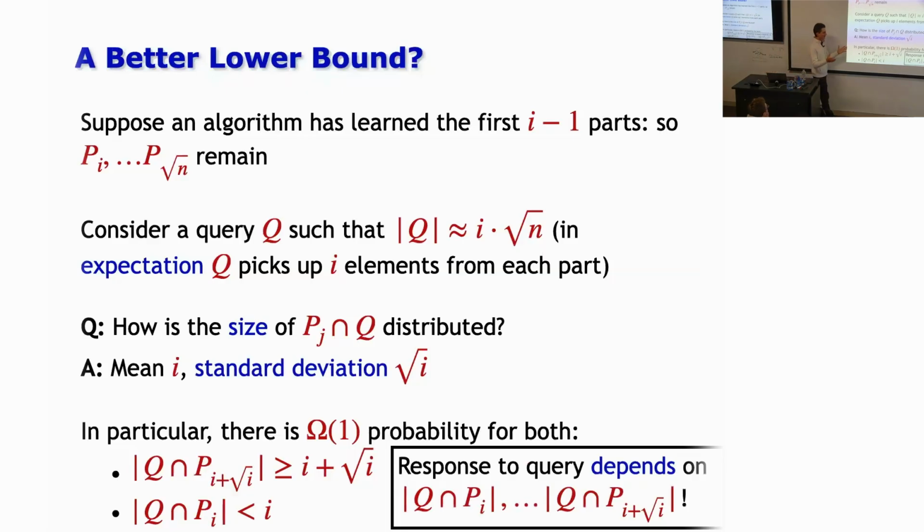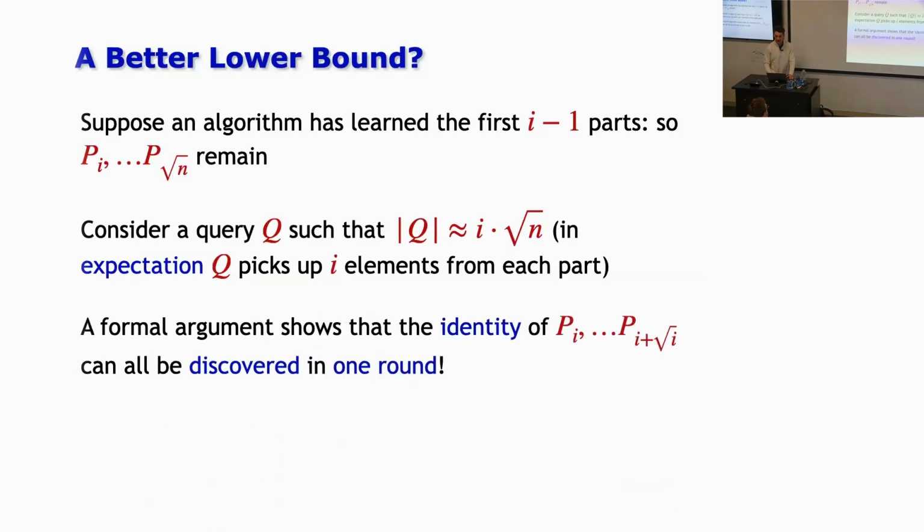Because now it's telling you that the response to your query q depends on all of these different intersections. It depends on part p_i, it depends on part p_(i+1), all the way up to part p_(i+√i). And in fact, you can turn this into a formal argument. You can show that you can actually learn the identity. When I say learn the identity, I really mean you learn the budget, you learn which elements are in the part. You can learn all of this for parts p_i all the way up to p_(i+√i) in just one single round of queries.